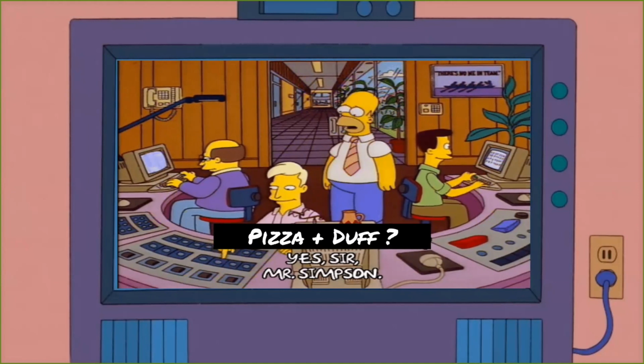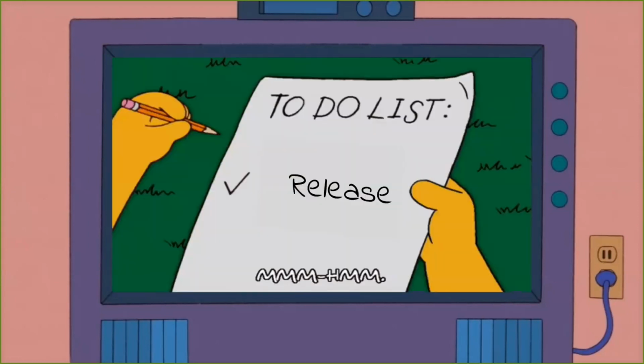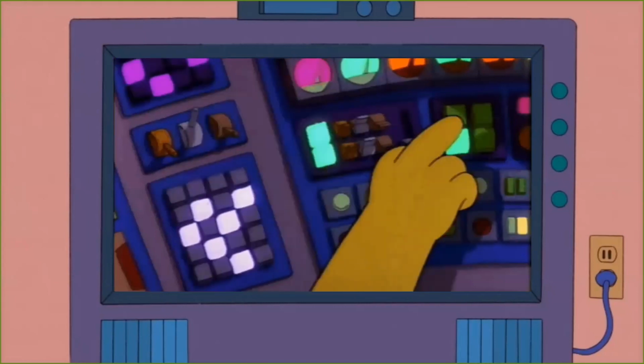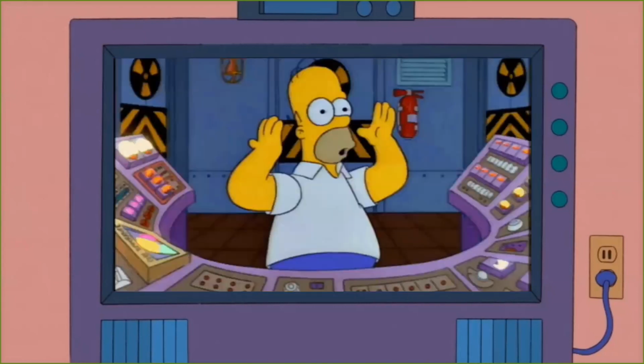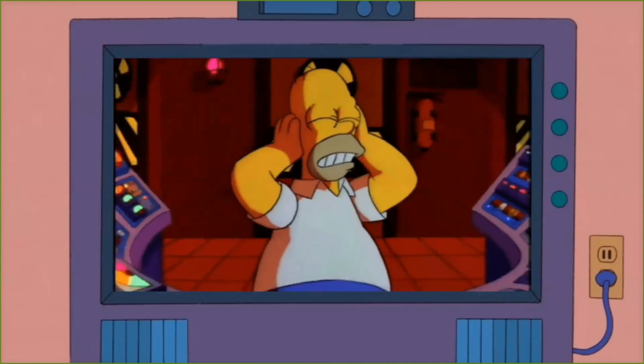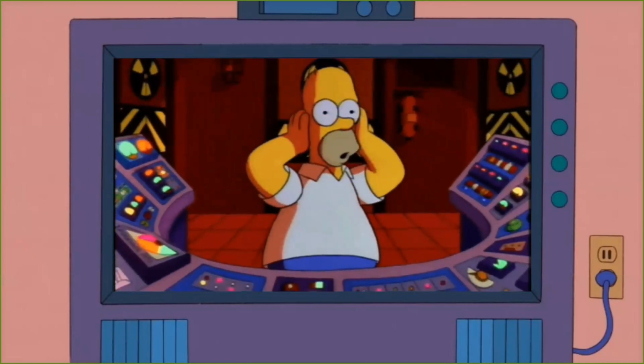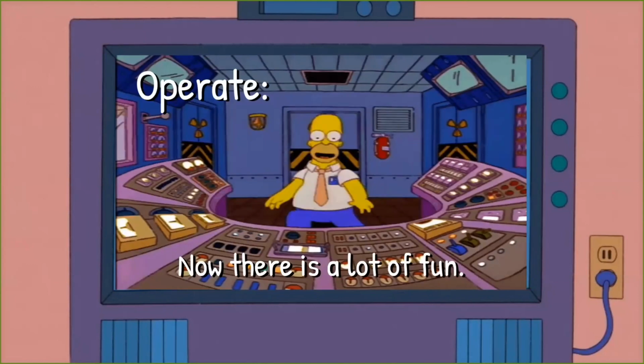Automated builds and well-defined tests make the releases less painful, and now there is pizza and Duff for everyone. With the release done, it's time for deploy. Deploys are still a thing, but the process improves on each iteration.